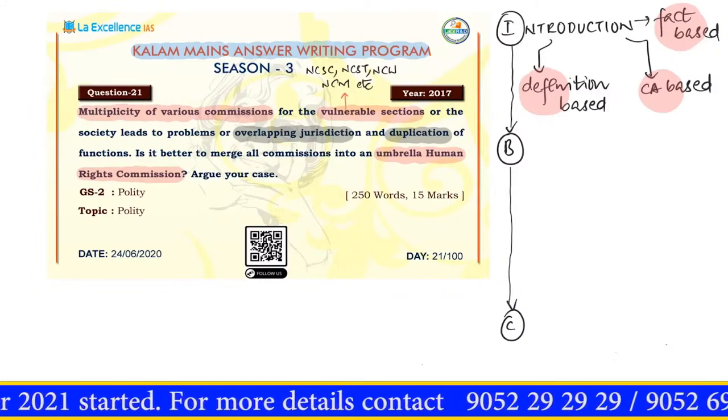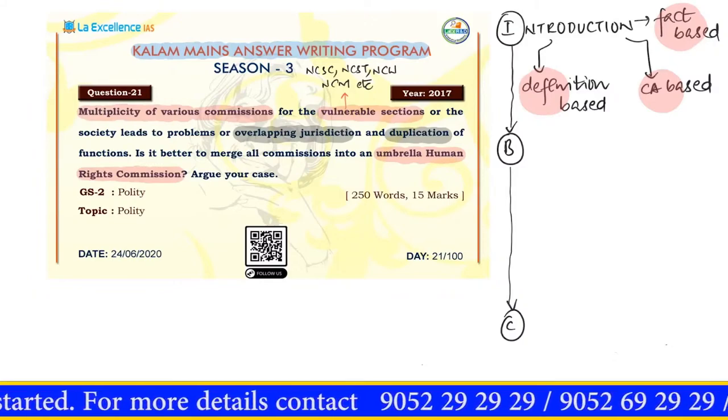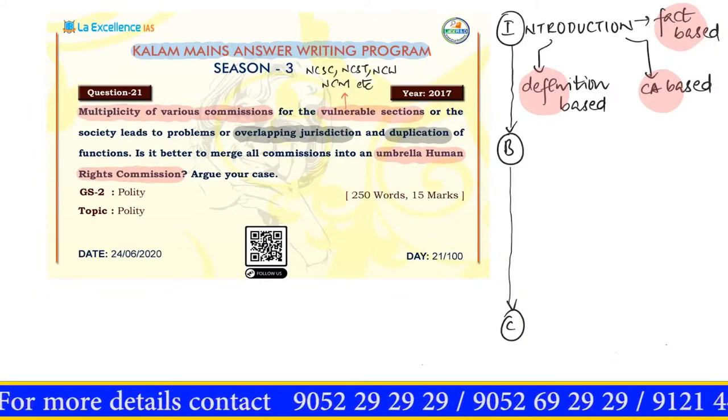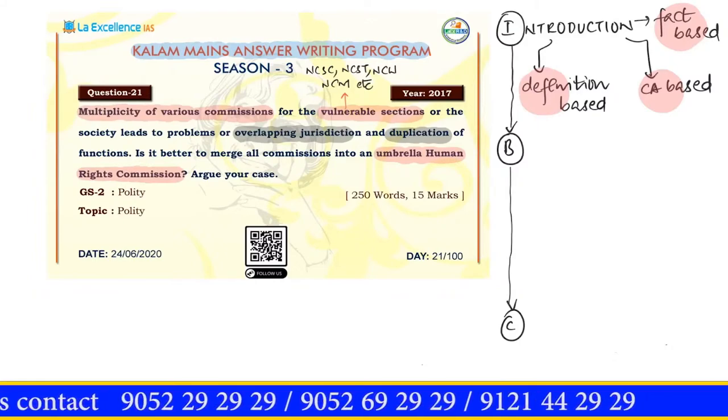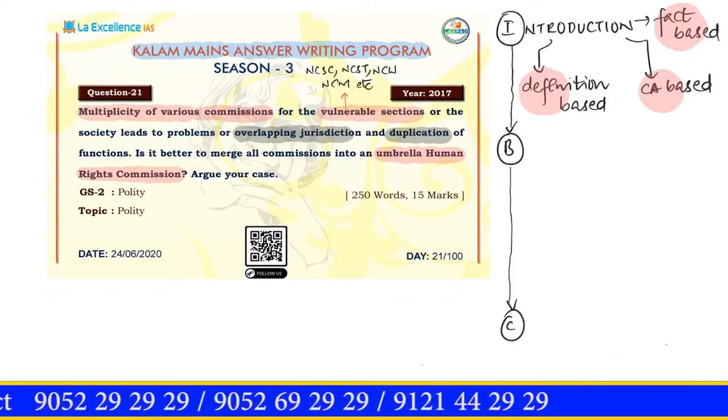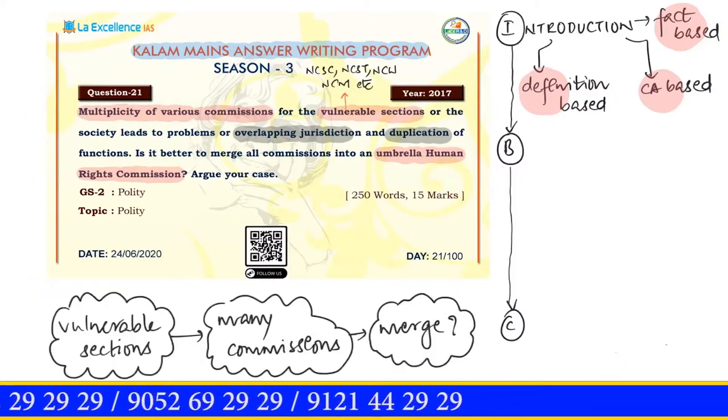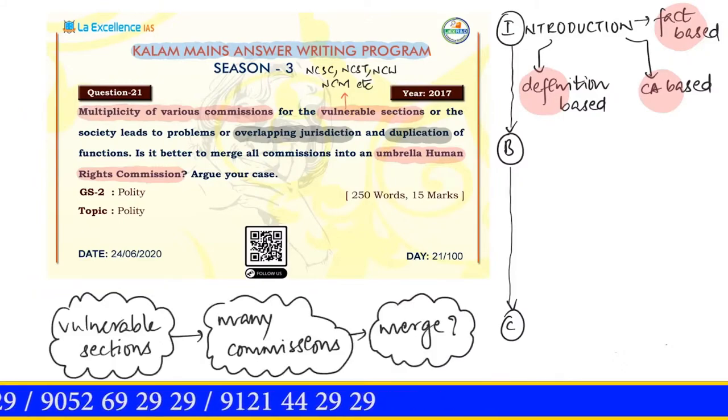There are several other commissions, as we have seen. So when you have so many commissions, is it leading to a situation in which they are overlapping in terms of their work? Is it leading to a situation in which there is duplication of work, which is leading to inefficiency?